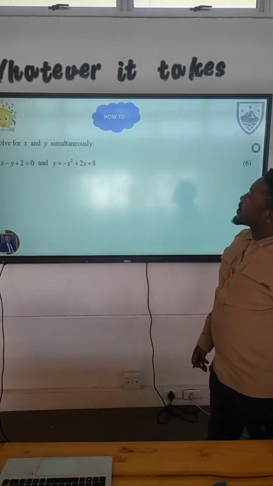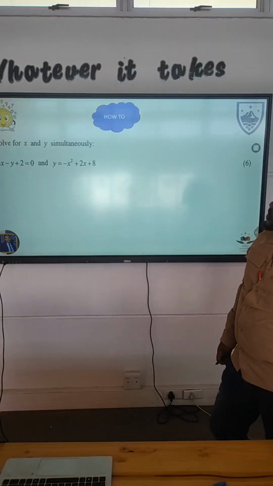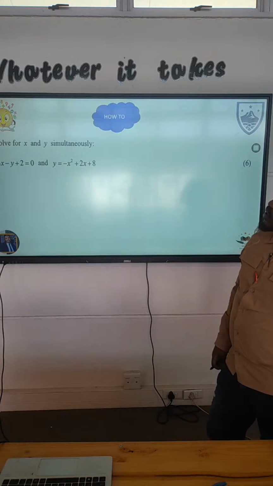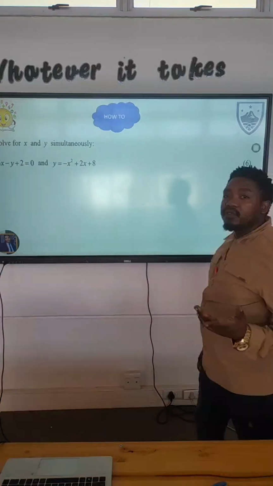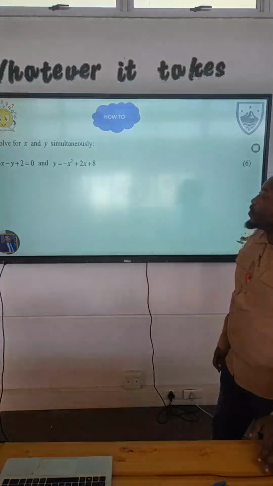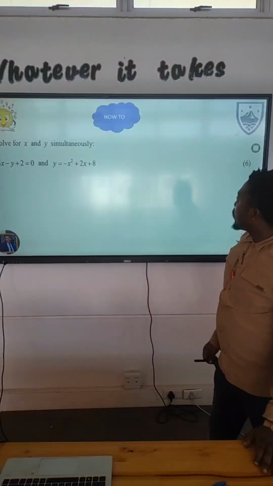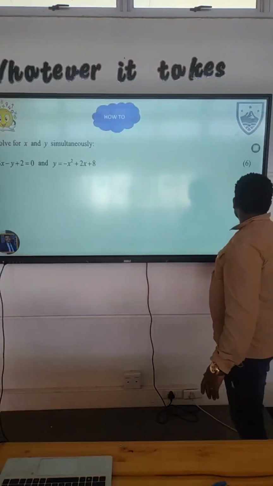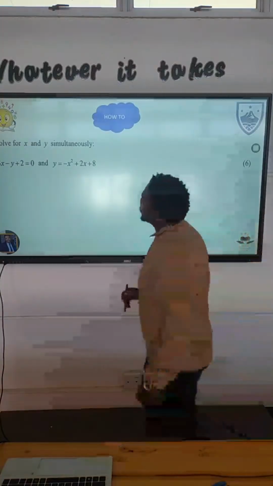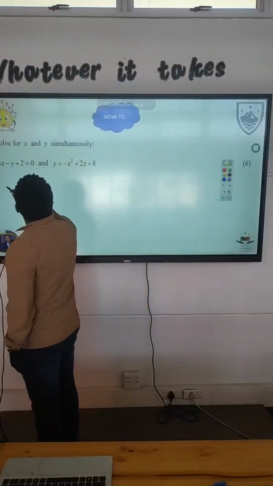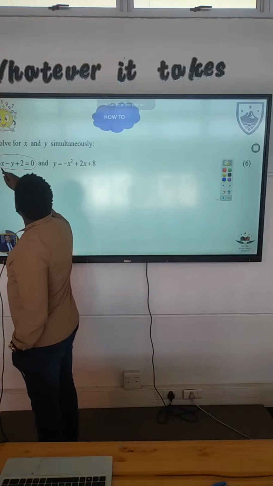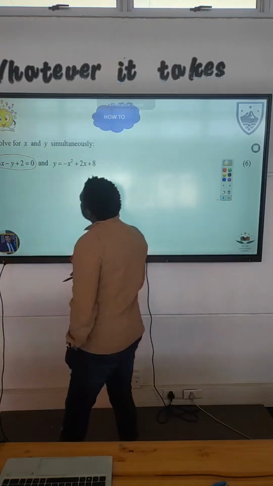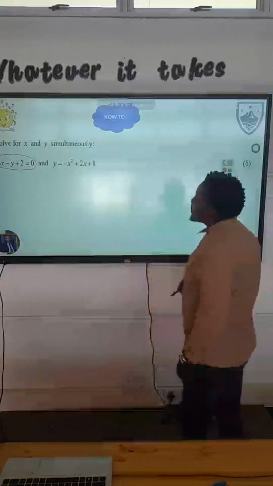How to solve for x and y simultaneously. For this one, you are given 2 equations. You must always start with the one that is easier to simplify, making x the subject of the formula or y the subject of the formula, whichever is easier for you. So between the 2 equations, I'm going to pick this one because I can see that I can make y the subject of the formula. The good thing is that on this side, y is already the subject of the formula.